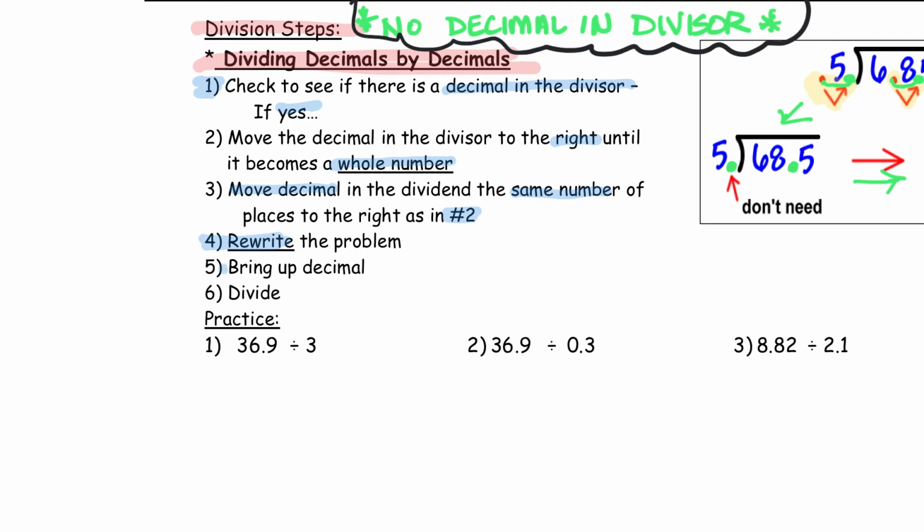When we divide, we bring up our decimal and then we go into regular division. By the way, if the answer to number 1 at the very top, let's just go back for a second, check to see if there's a decimal in the divisor. If the answer is no, we just divide as usual. Please make sure you're taking notes.